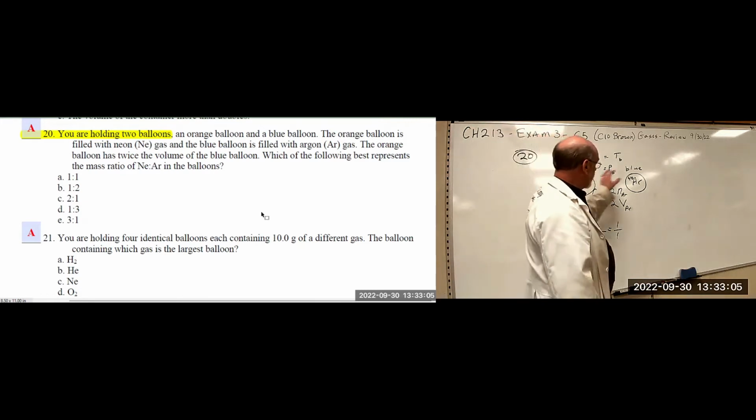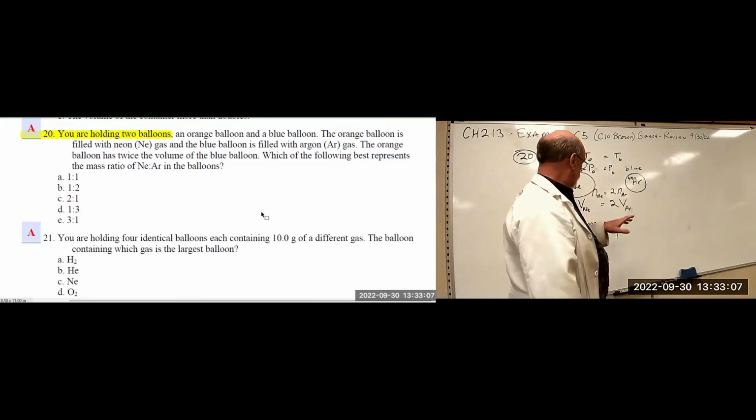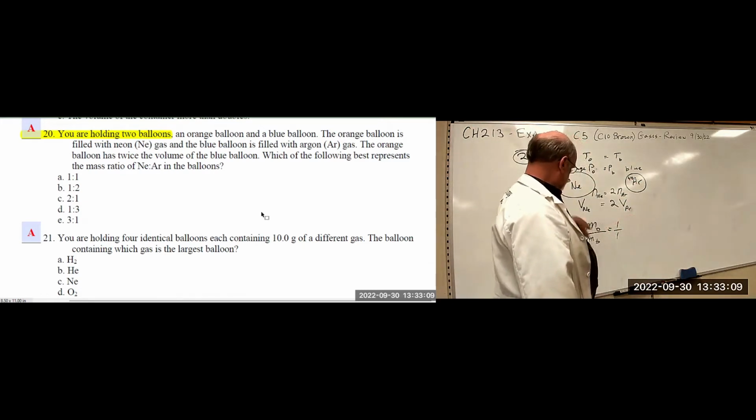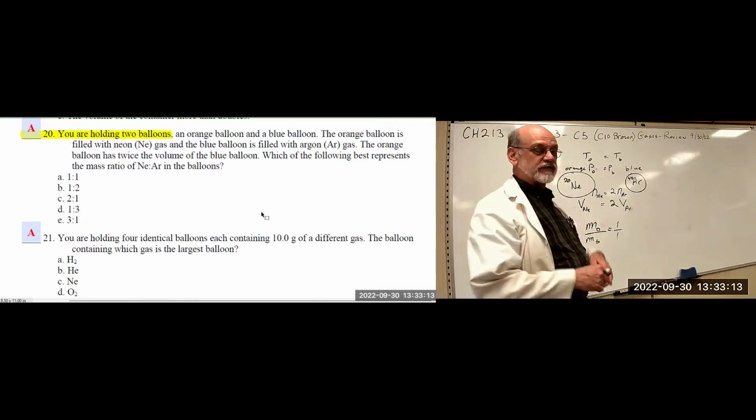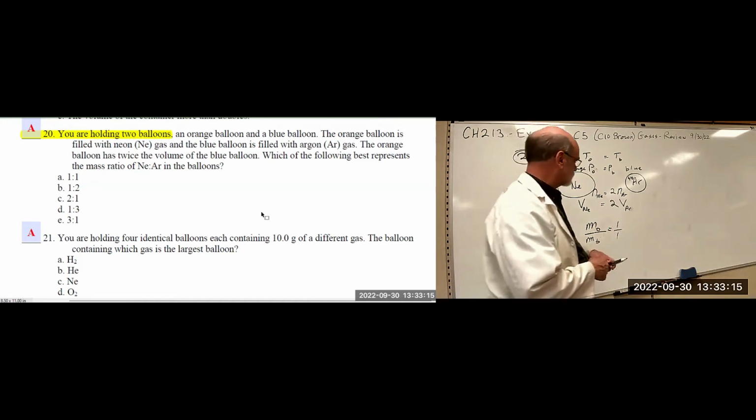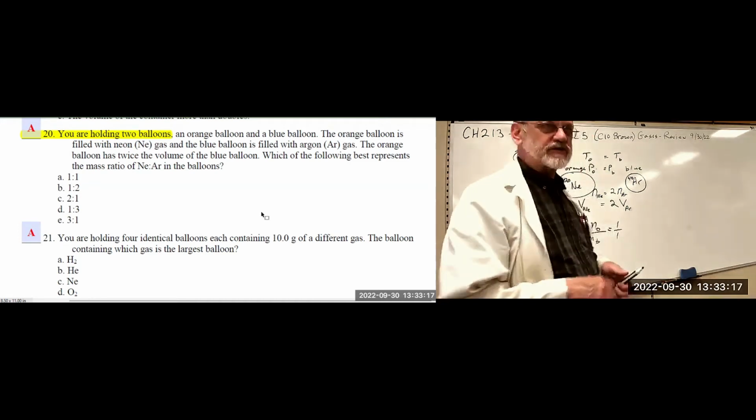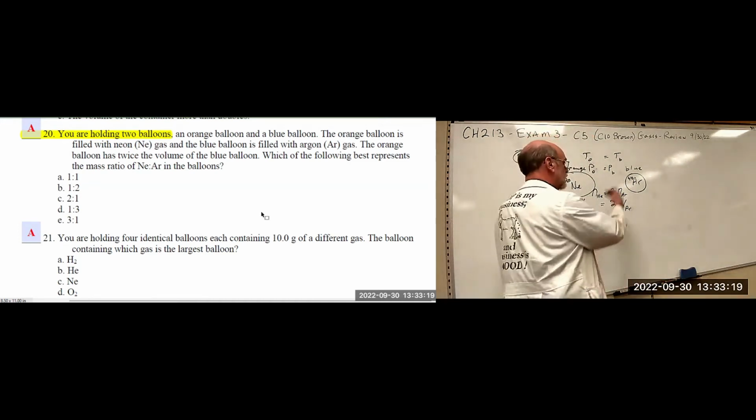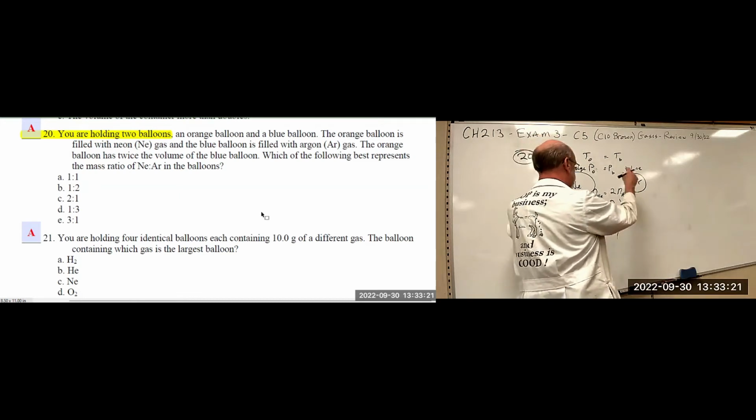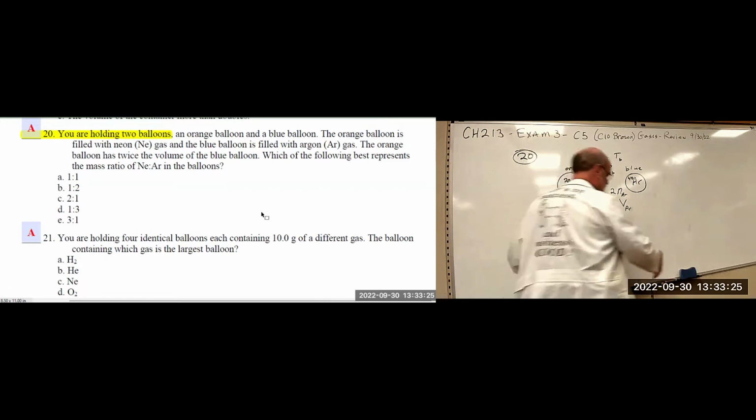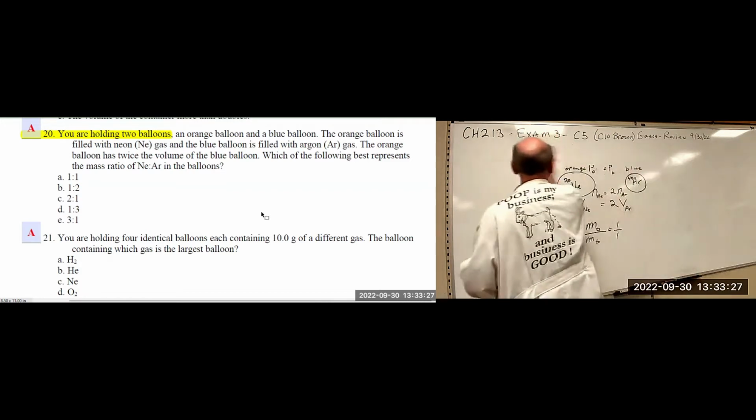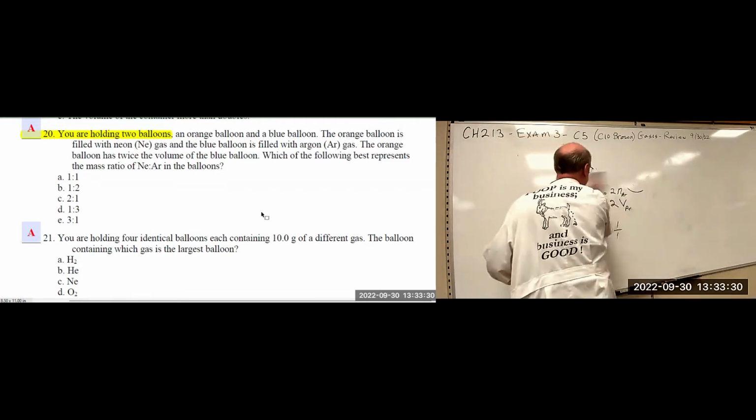If we had the same volume, then their mass ratio would be 1 to 2, because we had the same number of particles. But we've changed two factors at the same time, the number of particles and the mass of each particle. That was 20.